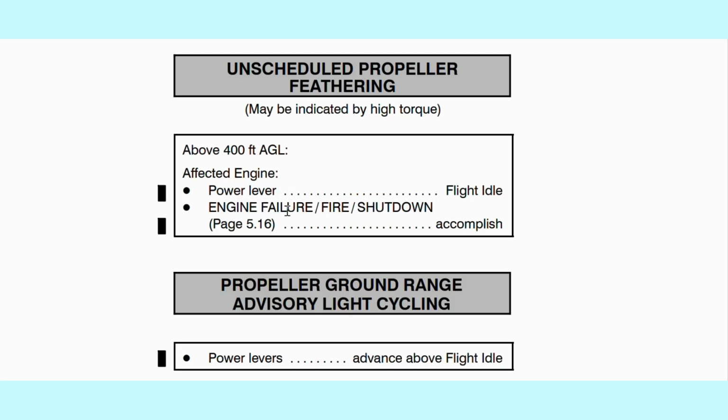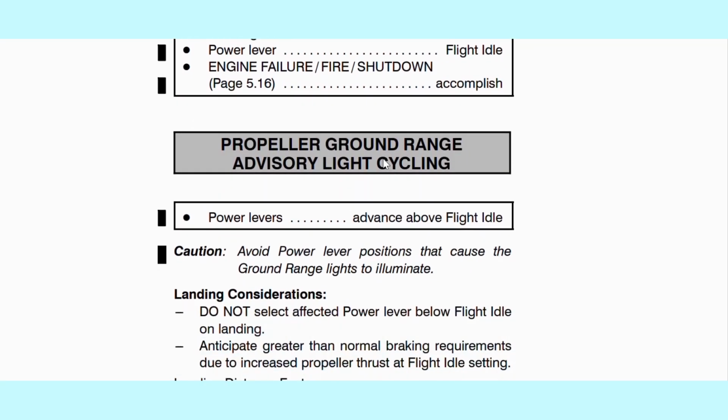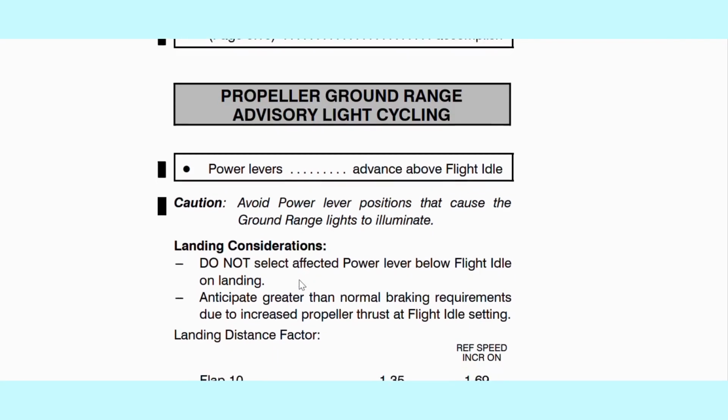Propeller ground range advised light cycling, these are just straight in front of the captain there on the glare shield. They are in a bluish color. If you see them going 1 2 1 2 1 2, just put the power levers above flight idle. You don't want to be below flight idle. And then some notes here for you to consider, and then the landing distance factor as well. Very important that in this case, you can continue the flight if you bring it above flight idle. So you continue the flight and then apply what it says on this QRH item here.